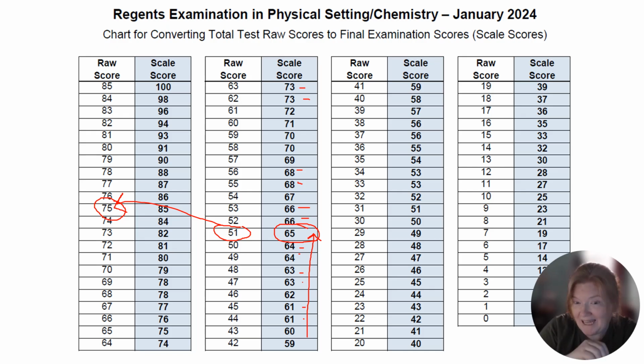Okay, so again, on the multiple choice, we're aiming in our mind 40 or higher correct. 35 is acceptable toward getting you to that passing grade, but we're aiming for 40 or higher.